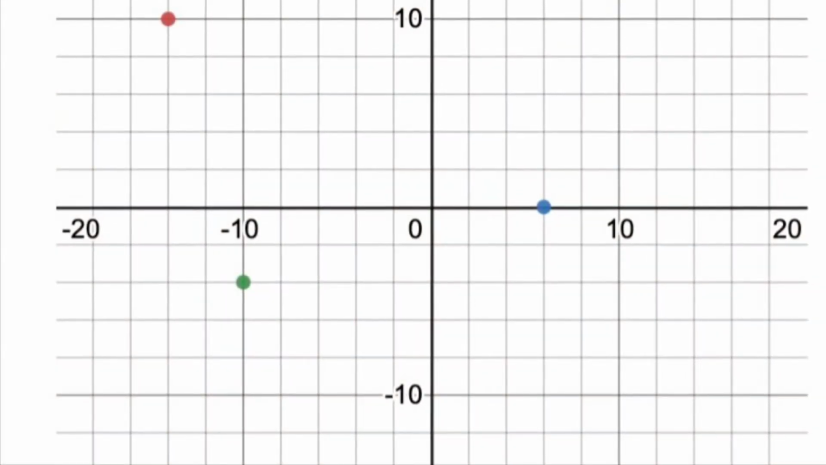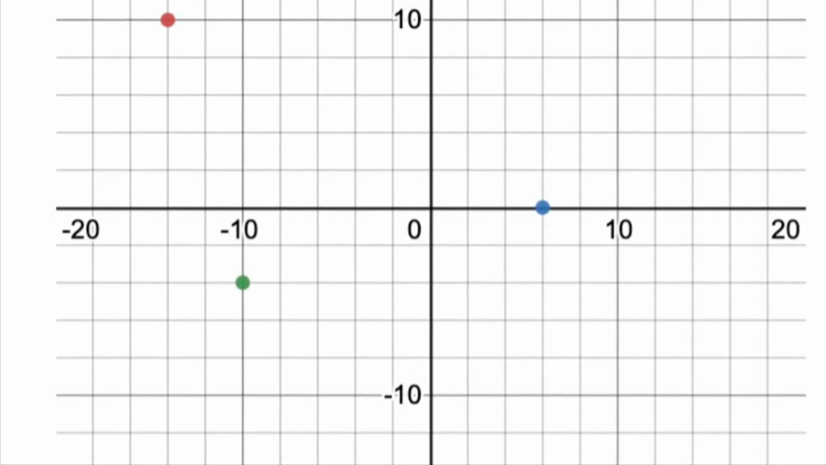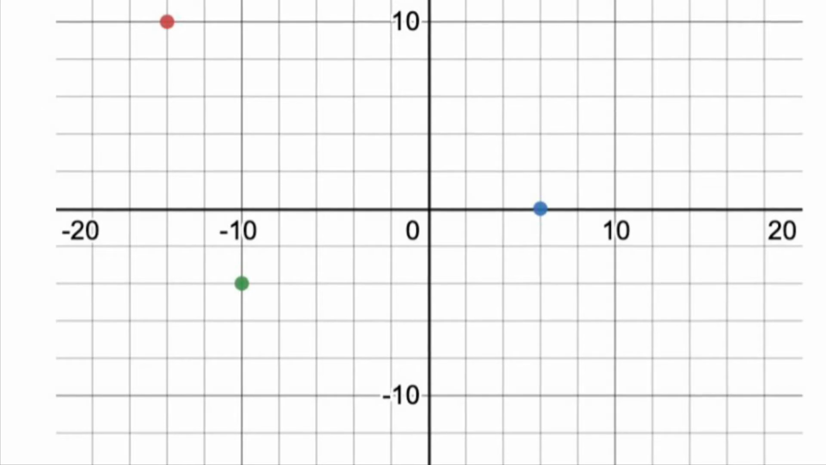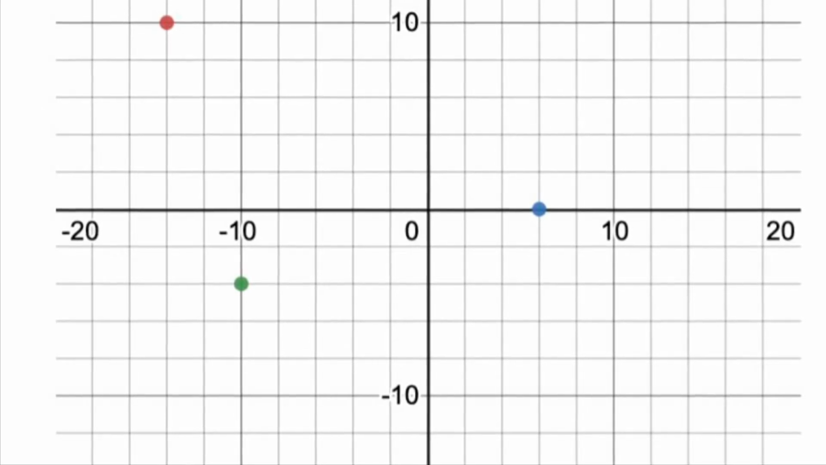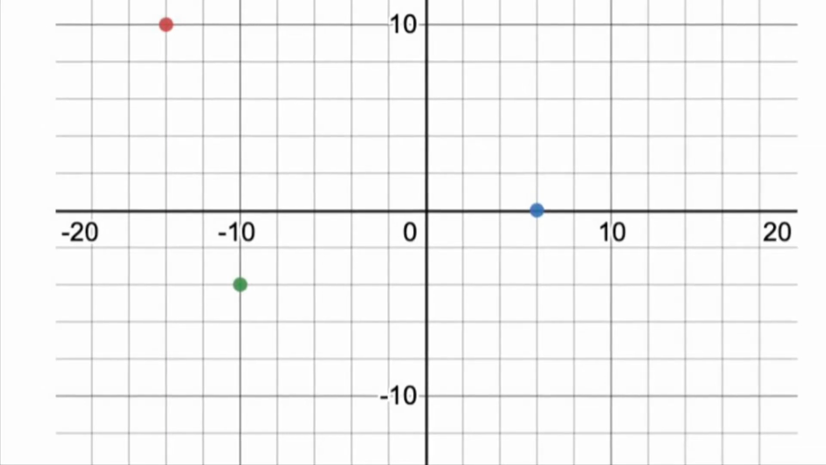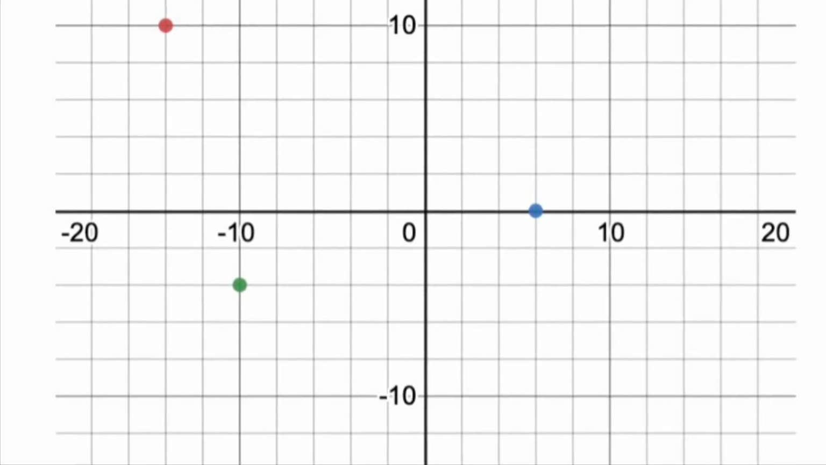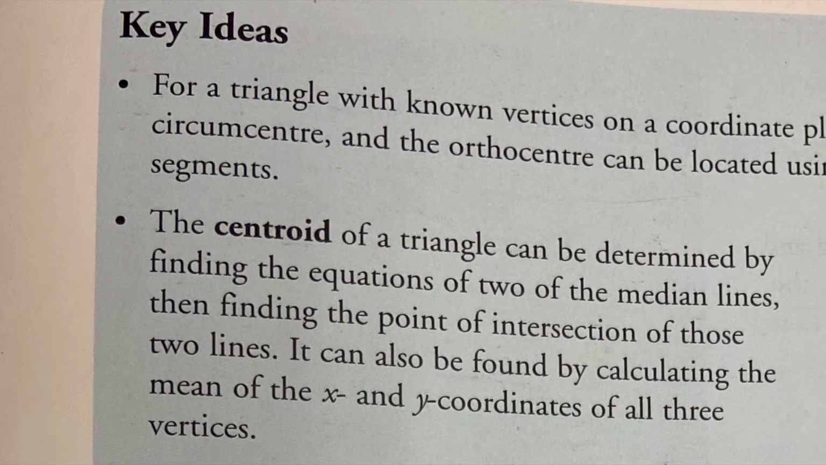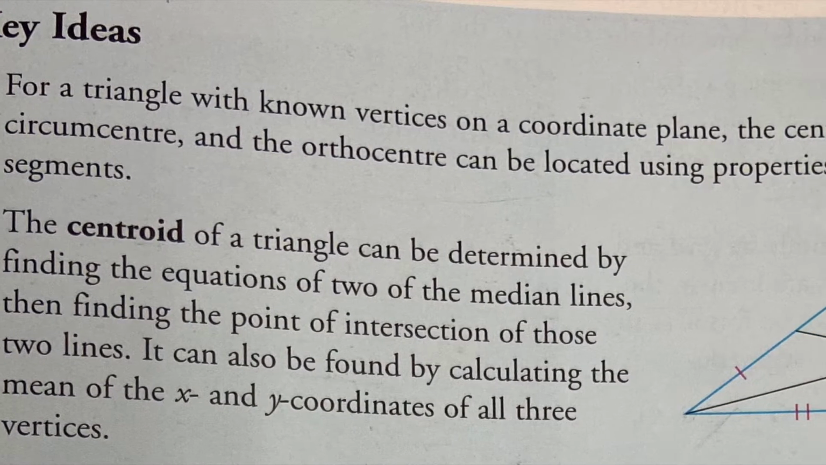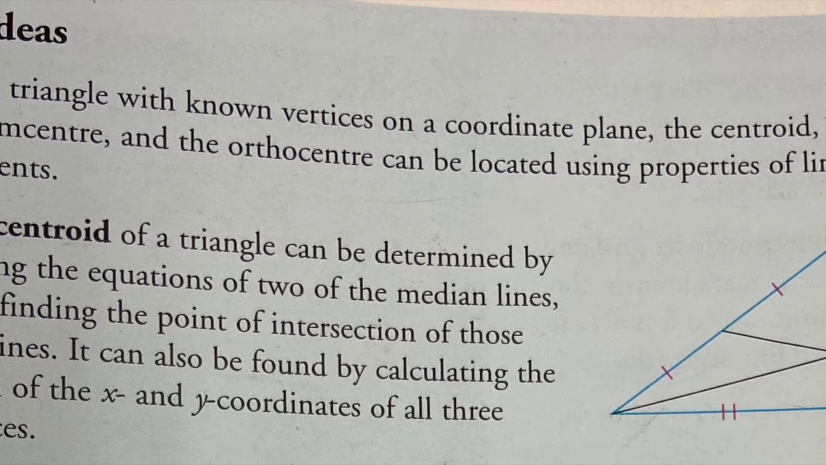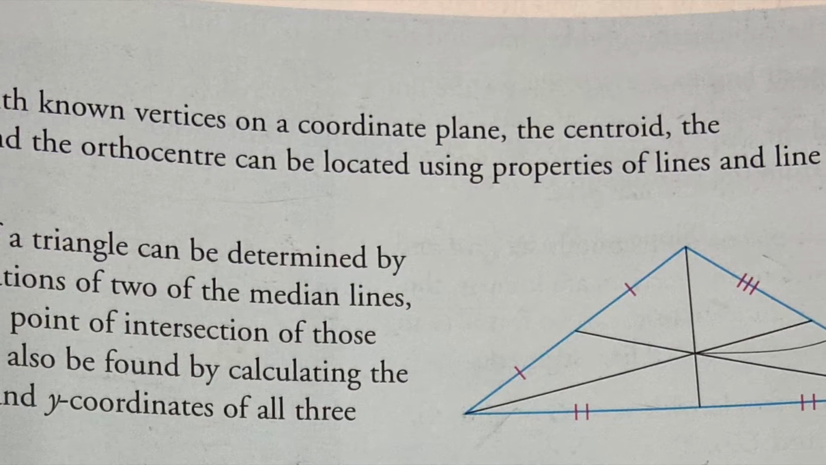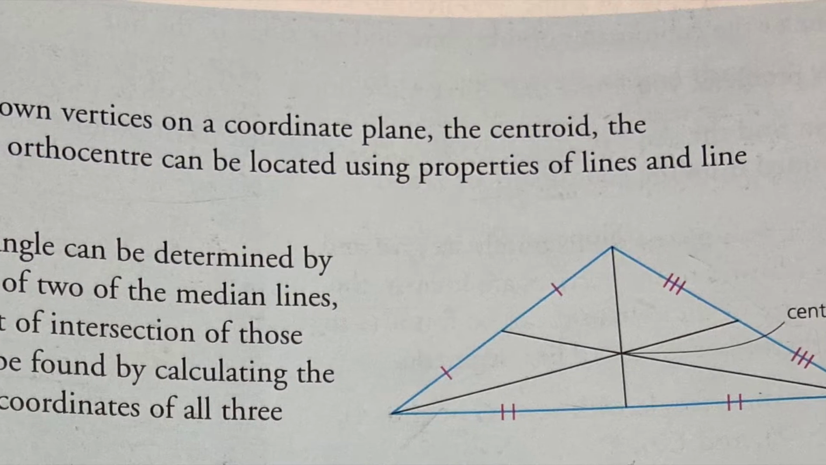I have used Desmos and I plotted the 3 points, and we need to remember that we are looking for the centroid. So what is a centroid? If you look in your notes or in the package that I gave you, you will see again that the centroid is where the medians intersect. So what we want to do is find the medians for this triangle, find the equations of those lines, and find out where they intersect. Let's do that right now.